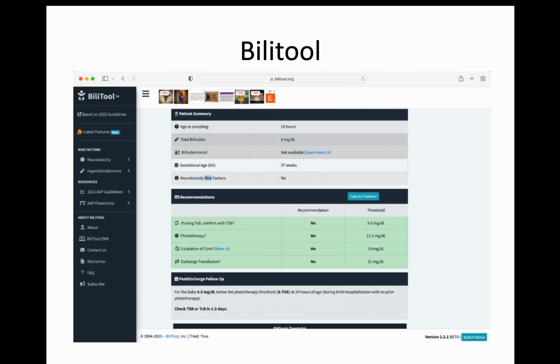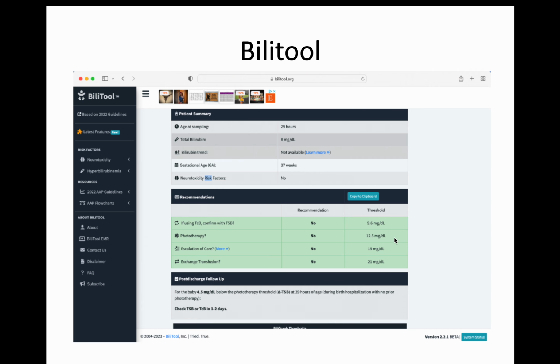So this is what the website looks like after you hit submit and put everything in. In this example, the baby was 29 hours, the bilirubin level was 8, gestational age was 37, and they did not have any neurotoxic risk factors. So our threshold for repeating our TSB, you can see, is 9.6. Our threshold for phototherapy would be 12.5. So at this time, because they're not meeting the threshold needed to repeat the TSB, we would go ahead and continue with TCBs moving forward.